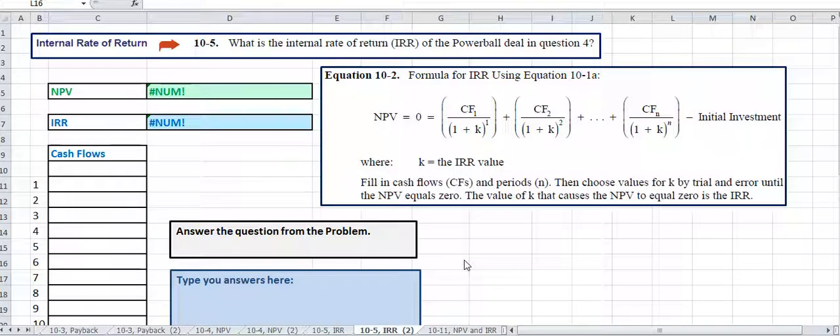In this video, we're looking at problem 10.5, where we're using the same information from 10.4, but we're going to just look at the internal rate of return. We're going to calculate the internal rate of return from the Powerball deal.